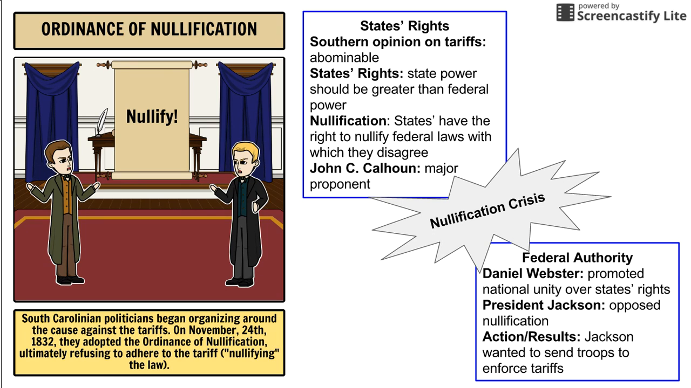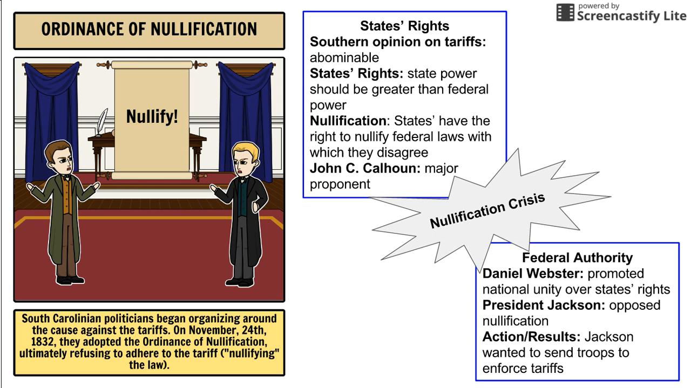And John C. Calhoun became a huge supporter of this idea that the southern states, South Carolina and all of the other southern states, had the right to nullify that tariff and not follow it if they didn't agree with it. And that's known as the Ordinance of Nullification.